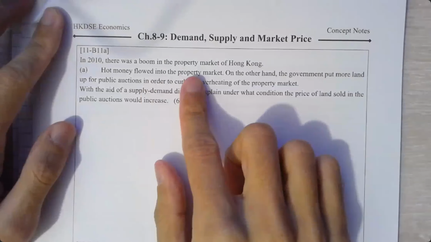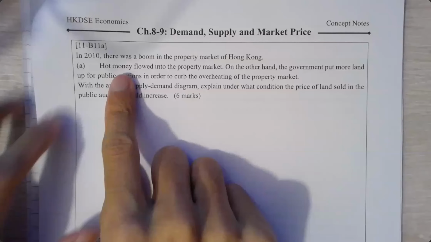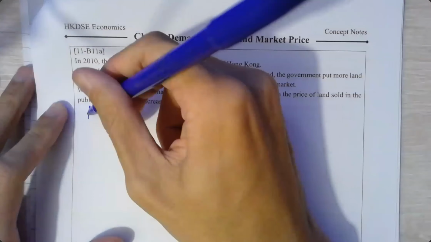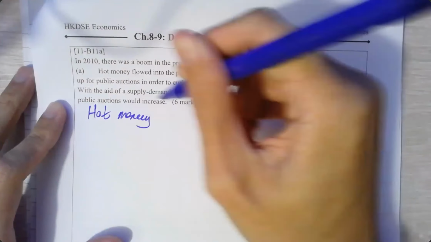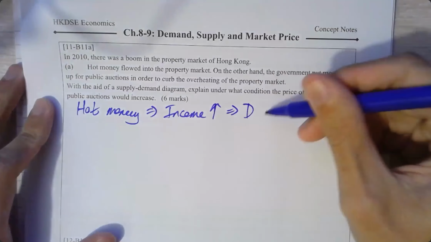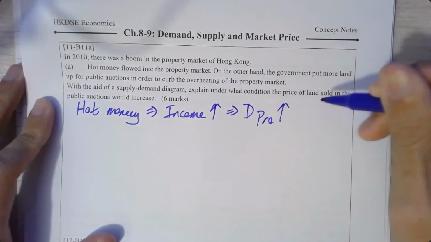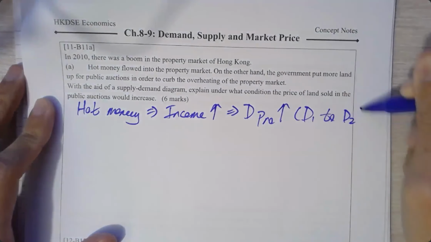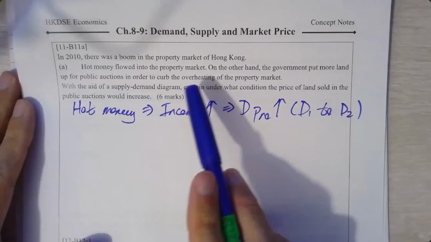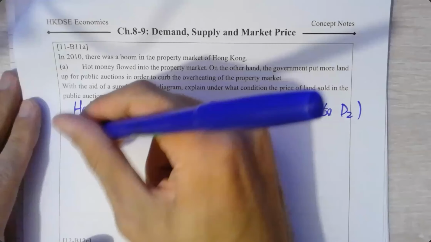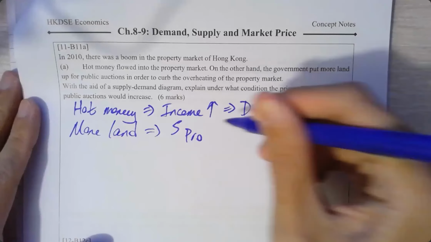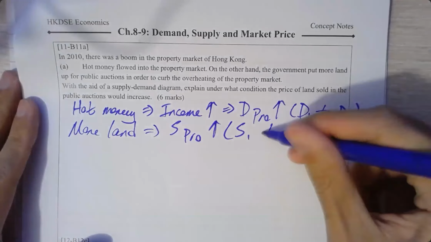Here, there was a boom in the property market in Hong Kong. It says hot money flows into the property market. You may not know this, it was a long time ago. If we have hot money, which means the income would increase. Therefore, demand for property would increase, D1 to D2. On the other hand, the government put more land up for public auction in order to curb prices. What does that mean? More land available. Supply of property would increase from S1 to S2.